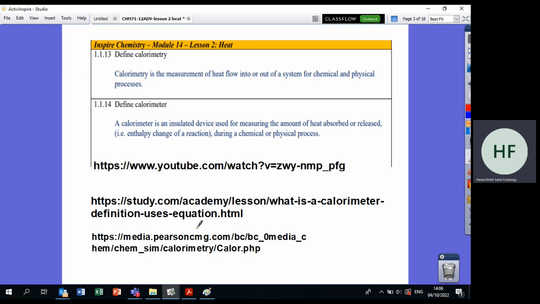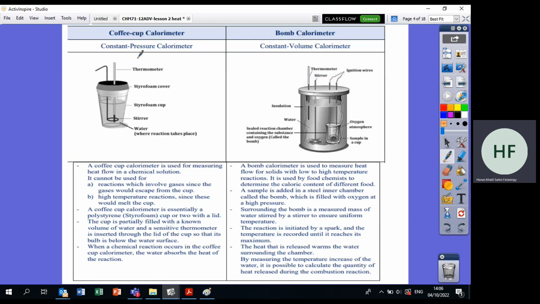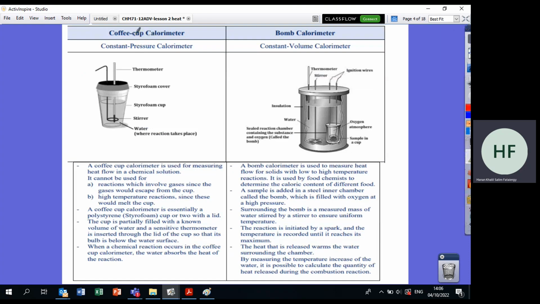You have few links that you can use if you want to watch some videos related to the topic, you can watch them. Okay, now we have two types of calorimeters. The first one is the coffee cup calorimeter and the second one is bomb calorimeter. Now there are certain common things between the coffee cup calorimeter and the bomb calorimeter. Now in the coffee cup calorimeter, we have a thermometer, and here we also have a thermometer.